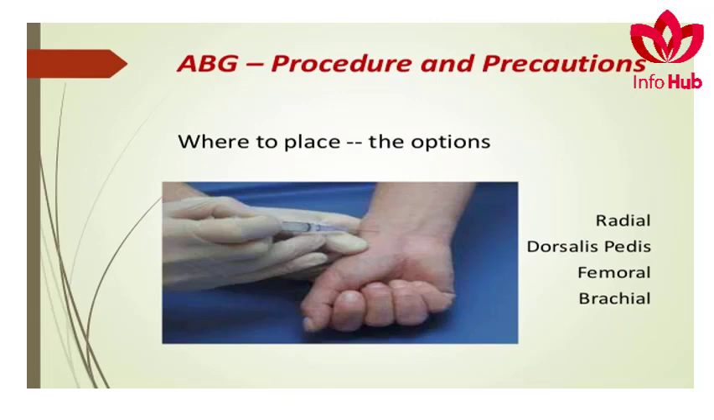You can use various arteries; radial, femoral, or brachial are commonly used to draw blood for arterial blood gases.